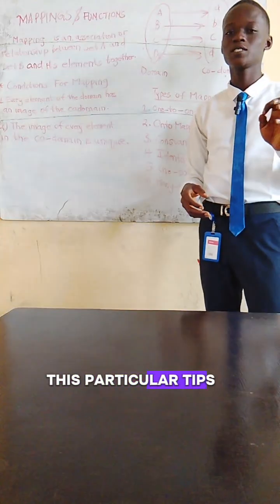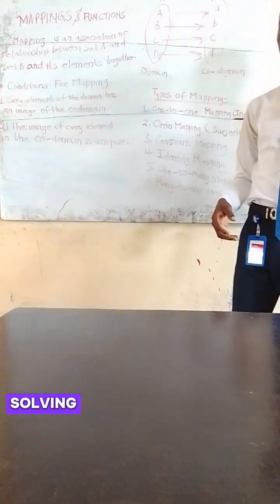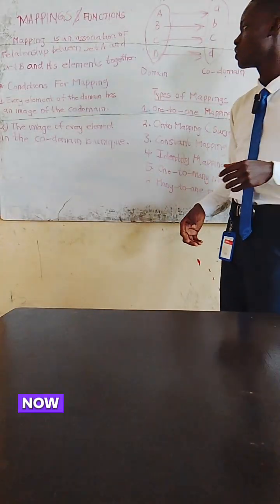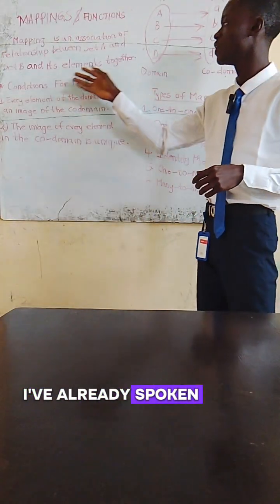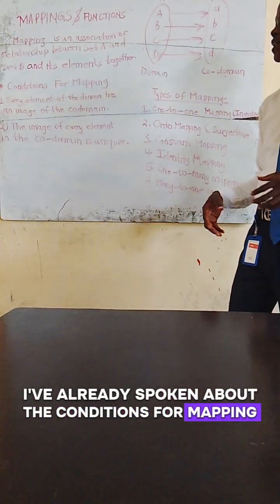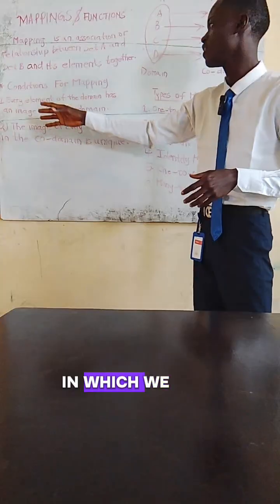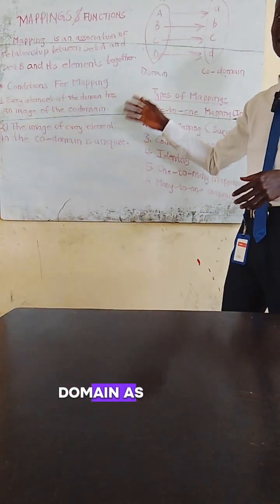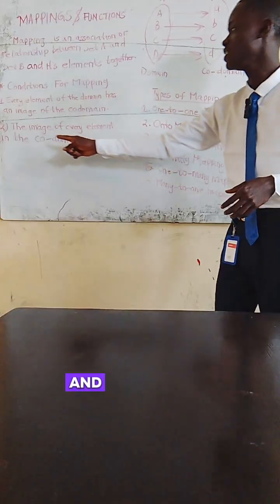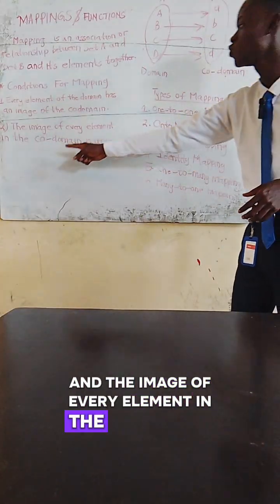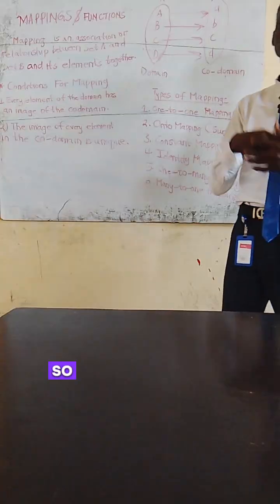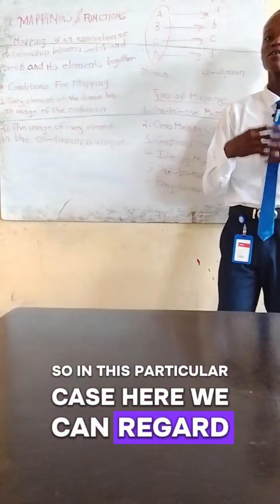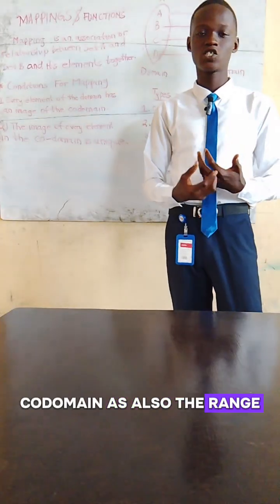This particular tip is very helpful for you when solving questions in calculus. Now, in this particular case, I've already spoken about the conditions for mapping, and it's illustrated below here, in which every element of the domain has an image in the codomain, and the image of every element in the codomain is unique. So in this particular case, we can regard codomain as also the range.